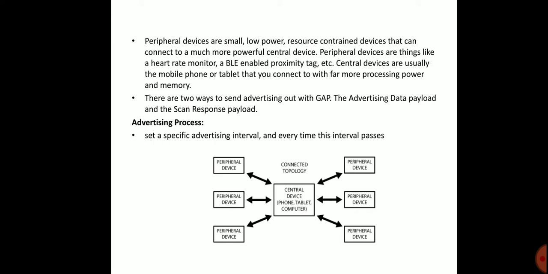There are two ways to send advertising data with GAP: the advertising data payload and the scan response payload. The first one is the advertising process, which is set at a specific advertising interval, and every time this interval passes, the device sends its advertisement. So we see the structure of the connected topology: the peripheral devices handle input and output, that is, sending and receiving, and the central device, that is a phone, tablet or computer, exchanges information with the peripheral at specific advertising interval timings, in the duration of seconds.